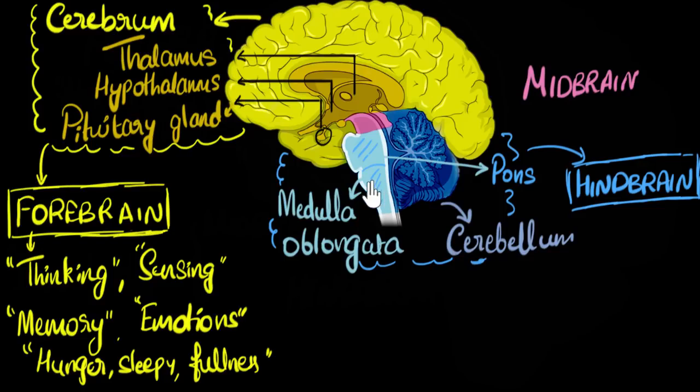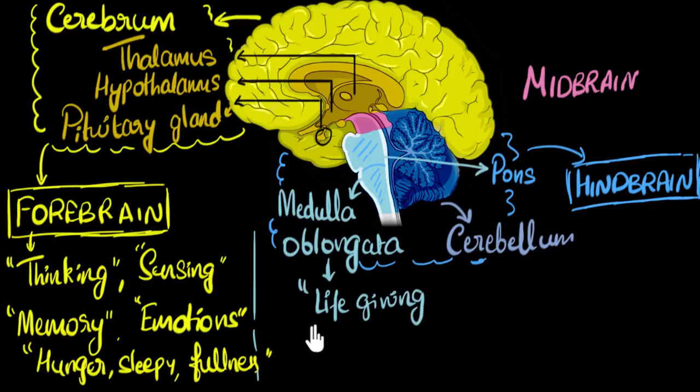So what does the medulla oblongata do? Well, again, it controls most of the life-giving involuntary processes. Involuntary processes. That means these are the most essential for life, like your heart beating, your breathing, digestion, all of those essential things are taken care by your medulla oblongata.